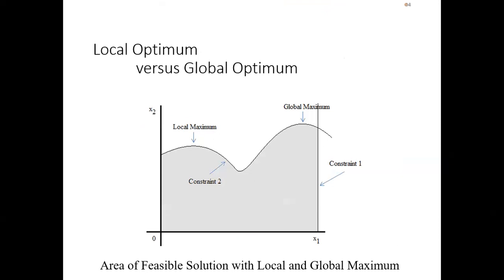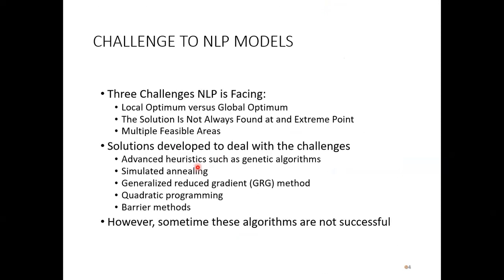And how do we deal with these challenges? We use advanced heuristics such as the genetic algorithm, which is one of the methods in Solver, simulated annealing, and the generalized reduced gradient (GRG) method of nonlinear programming. This is something we will be using today in Microsoft Excel Solver, where we solve the numerical problem, and then of course quadratic programming and parallel methods. But sometimes these algorithms are not successful.